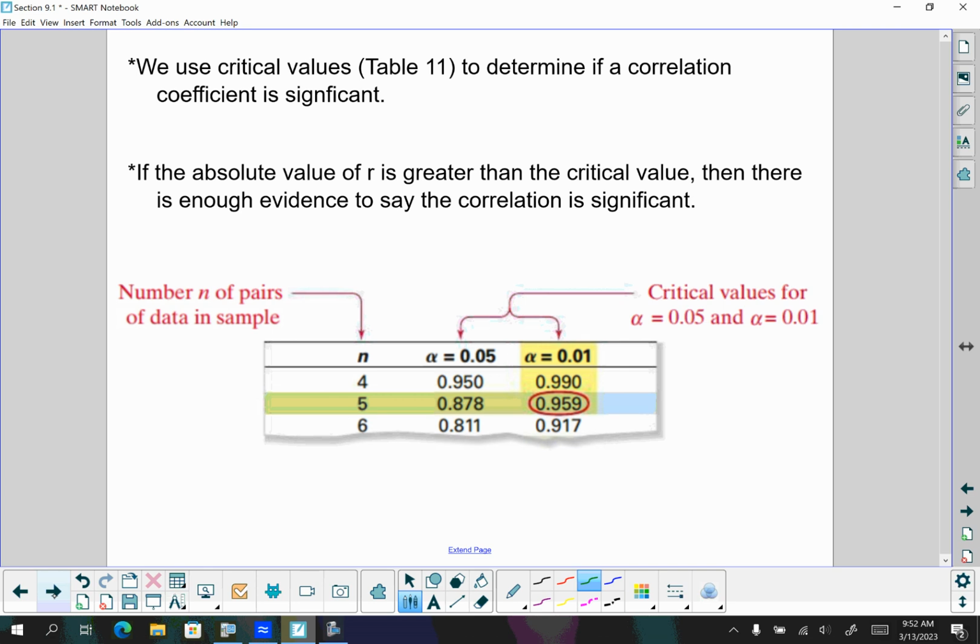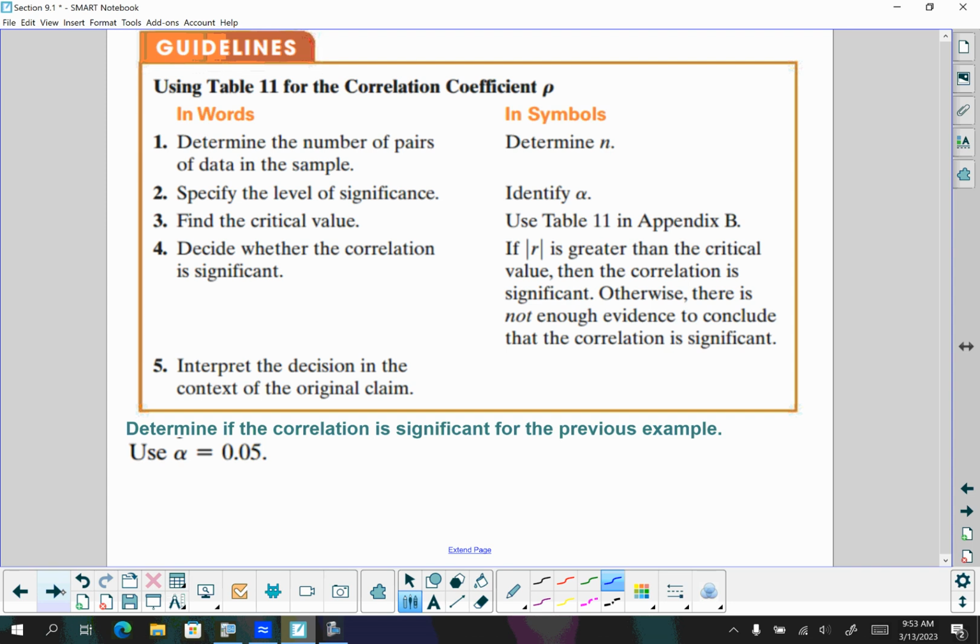Okay, how this works: if the absolute value of r is greater than the critical value that you find on your chart in the middle of it, then we say that the correlation is significant. If it is not greater than the critical value, then we say that the correlation is not significant. Saying it's significant, again, tells us that there's some sort of relationship between those variables. If it's not significant, it's telling us we don't have enough information. There might not be enough points, or there might not be enough evidence in the numbers themselves to show that we have a relationship.